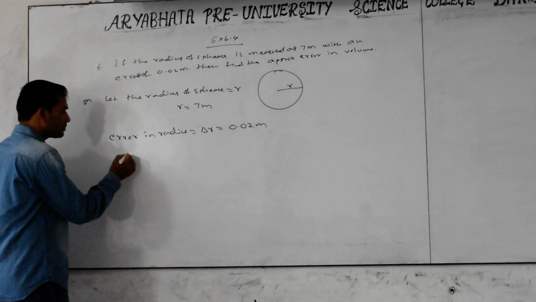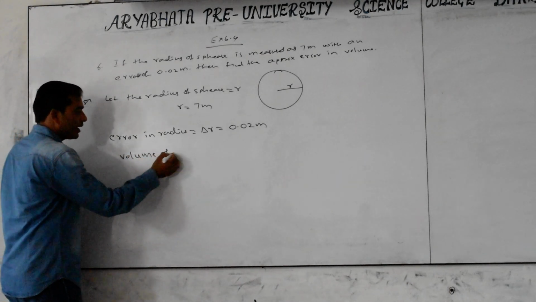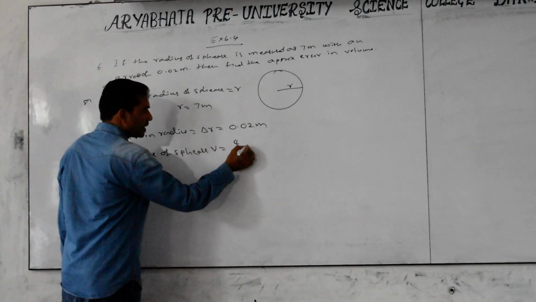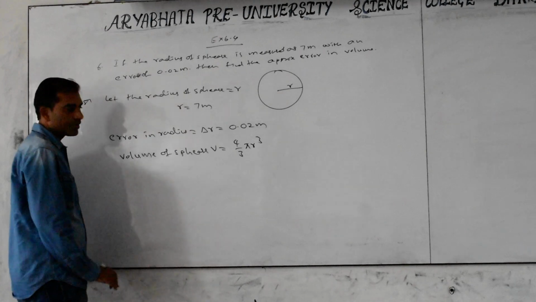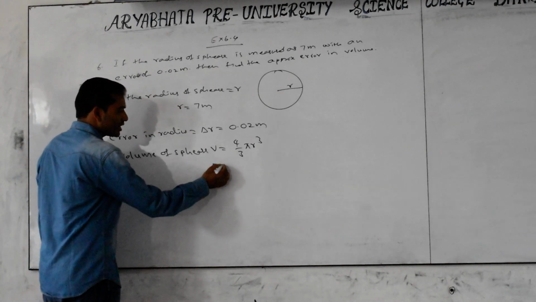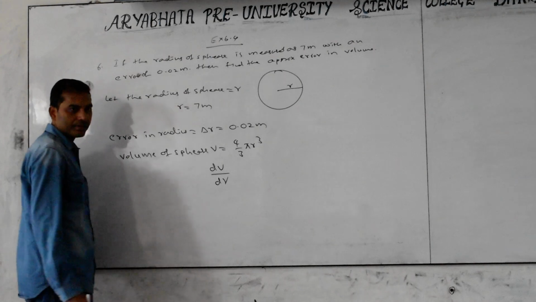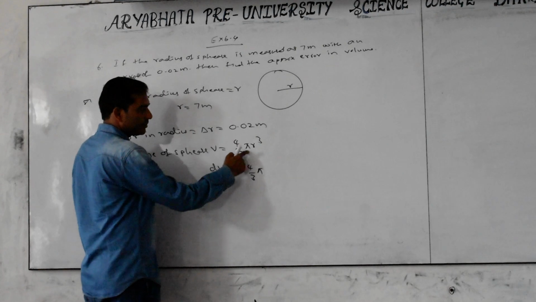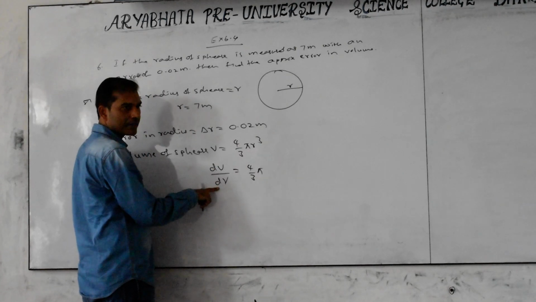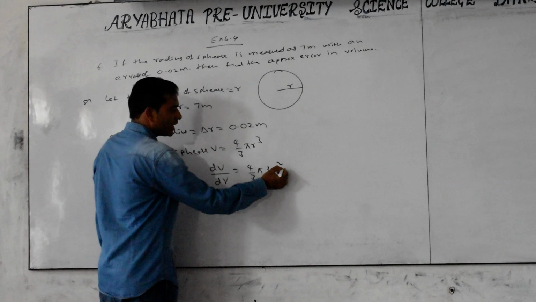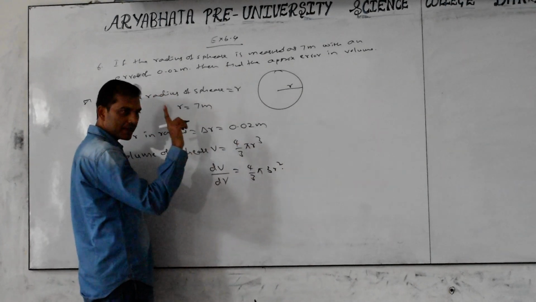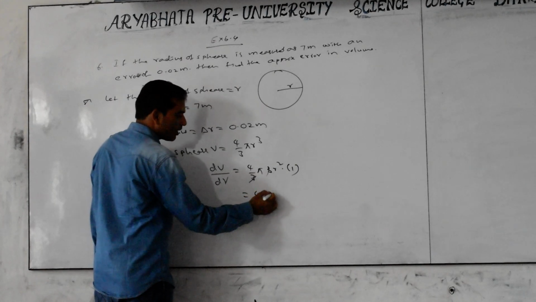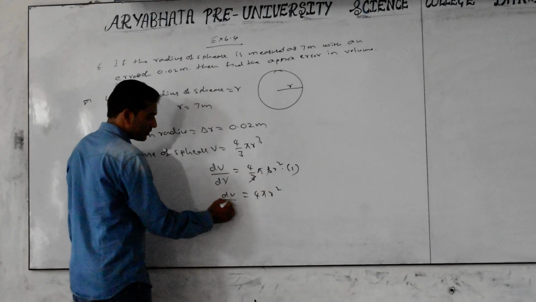Okay, the volume of the sphere v equal to 4/3 pi r cube. So we should apply differentiation with respect to r. dv by dr equal to 4/3 pi, constant, r cube differentiation with respect to r is 3r square into, r differentiation with respect to r is 1. This gets cancelled. So 4 pi r square. This is dv by dr.